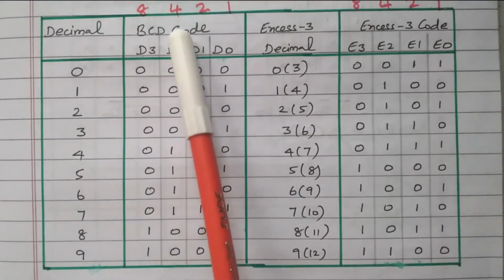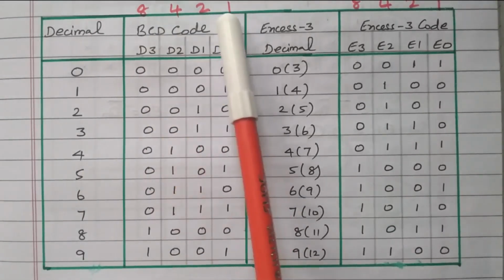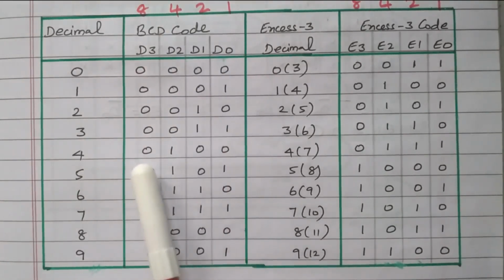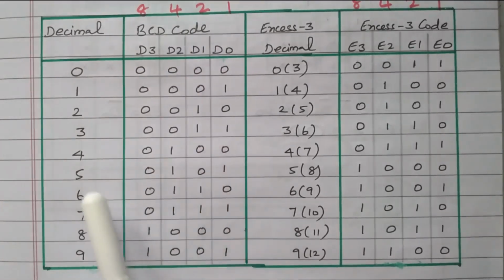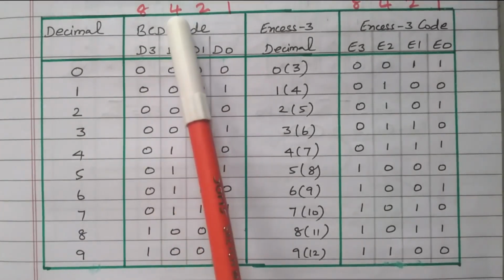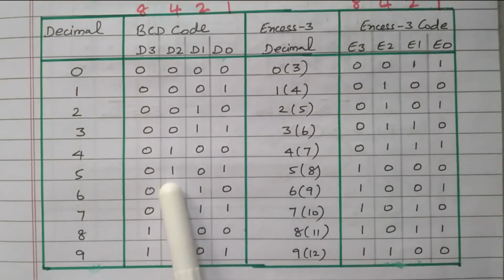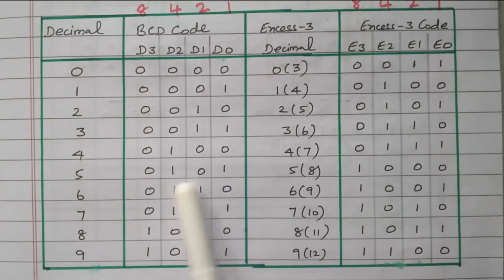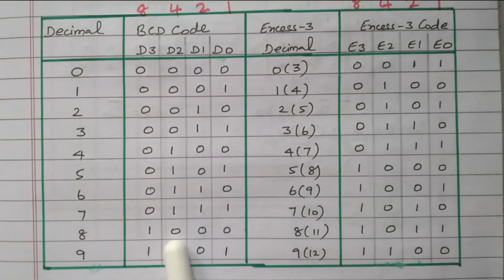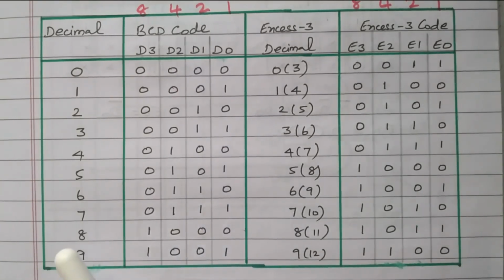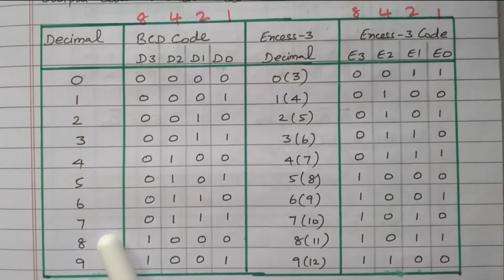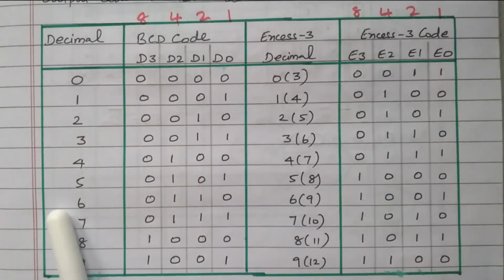4 is represented by the third digit. I am counting from the MSB. The third digit is 1, so 0, 1, 0, 0 means 4. 5 is represented by 4 and 1, that is the first digit and third digit, 0, 1, 0, 1. So we'll get 5. Like that it is represented. By using the weightage 8421, we are representing the BCD. It's a normal BCD number that is represented.